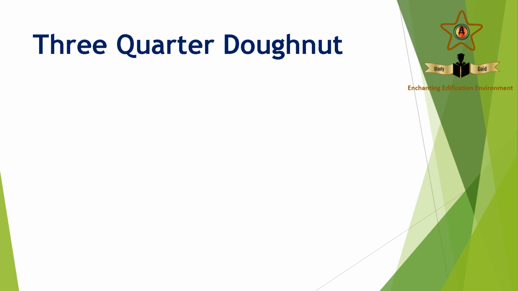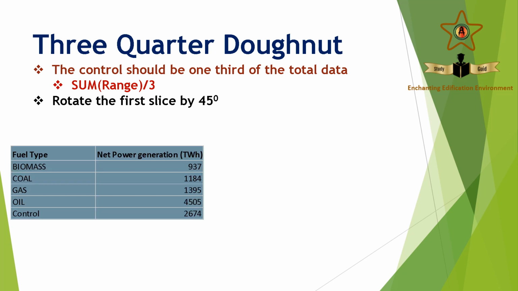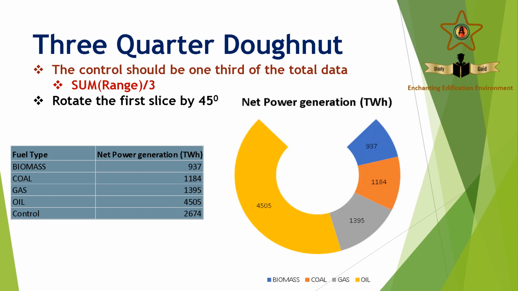To get a 3/4 donut, we have to remove quarter of the chart. That is 1/4 of the chart. So we take the total and multiply it by 1/3 as our control data, which is done by sum divided by 3. We can rotate the first slice by 45 degrees so that the chart looks symmetric. So the table is given as shown and you can get the chart like this. So again, we have hidden 1/4 of data, so we get 3/4 of the chart.